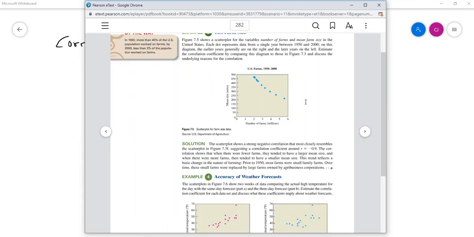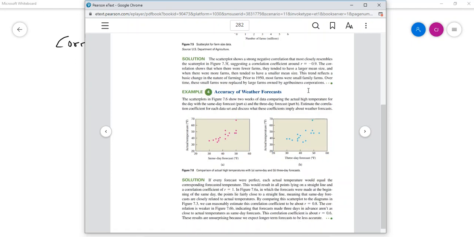Now let's take a look at this. These are just some examples. This is kind of pretty linear, right? It's got a little curve to it, but that would be a strong negative correlation, right? This might be a negative 0.9. It's not a 1, but it's pretty close. So as the number of farms increase in millions, the mean size, acres, increase.